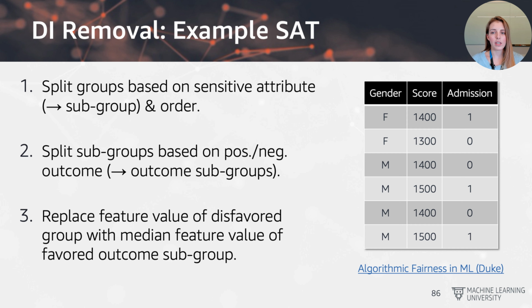And the idea now is to transform the score value. How can we achieve that? Well, first of all, we need to split our groups based on the sensitive attribute value, and then we'll need to order the scores within those groups as well. Secondly, we then need to split these subgroups that we've just formed based on the positive and negative outcomes. And then finally, we need to replace the feature value of the disfavored group with the median feature value of the favored outcome subgroup. Sounds a bit obscure, so let's have a look at it on the next slide, step by step.